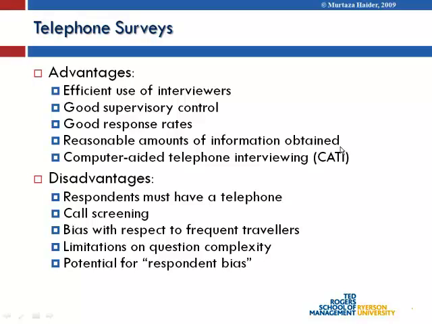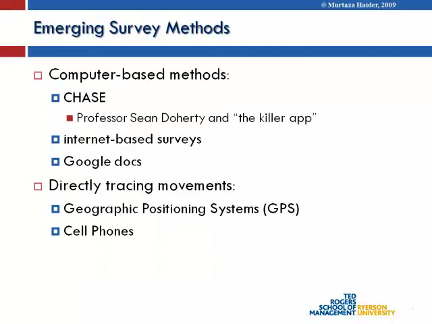You cannot ask very complex questions on telephone, because the mode does not lend itself to complex questioning, and there is respondent bias as well, because people start censoring themselves. There are certain emerging survey methods. There's one being developed at the University of Waterloo by Professor Sean Doherty, and it's called Chase.